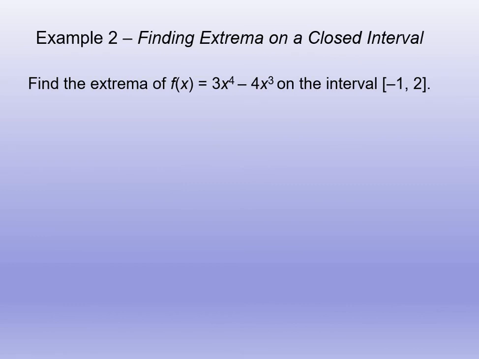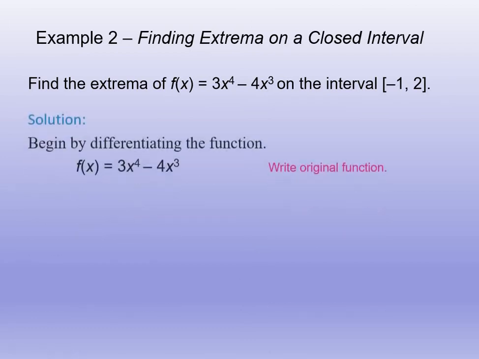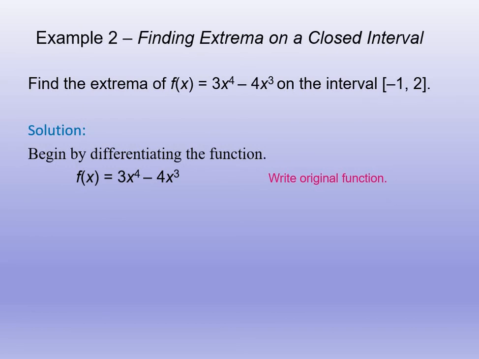Let's do an example. We want to find the extrema on a closed interval. We have the function f of x equals 3x to the 4th minus 4x cubed, on the closed interval -1 to 2. The first step is to differentiate the function, so take the first derivative. Then you're going to set the first derivative equal to 0.